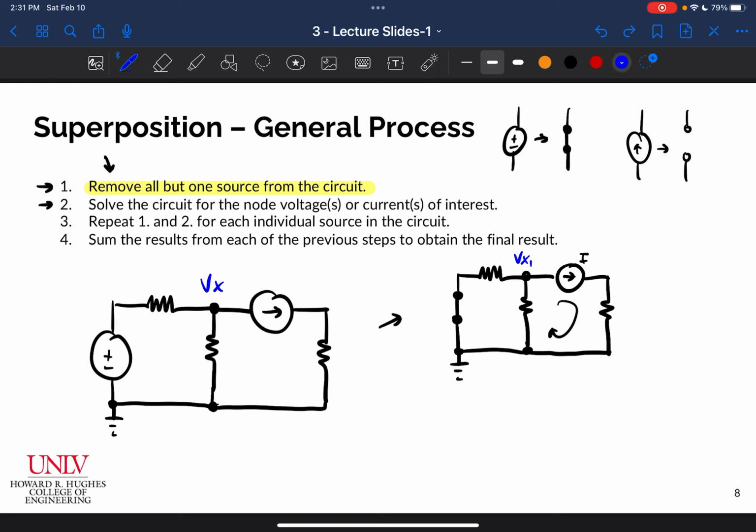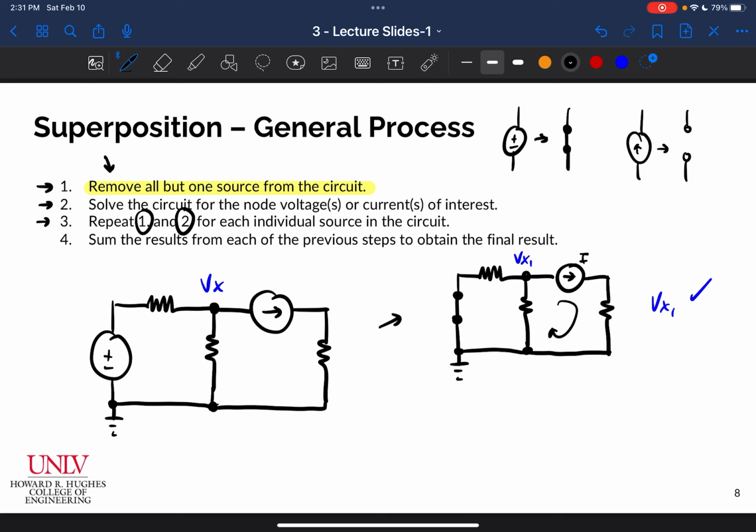So that's great. We now know Vx1. Okay. And again, Vx1 is not equal to Vx. Vx1 is what Vx is if I put a short across my battery, right? That's what Vx1 is. It's not Vx yet. So then the third step says repeat 1 and 2 for each individual source in the circuit.